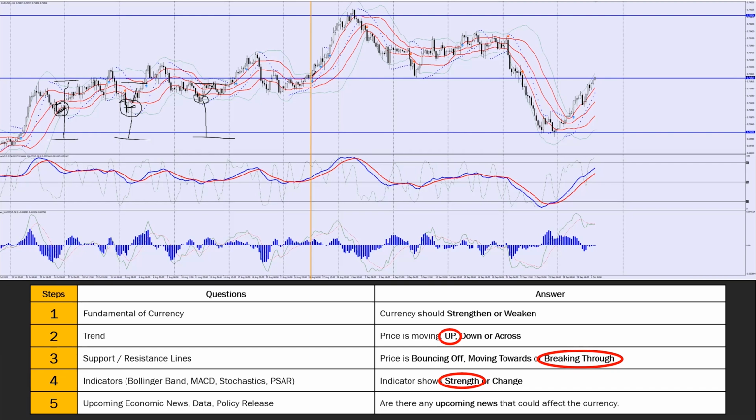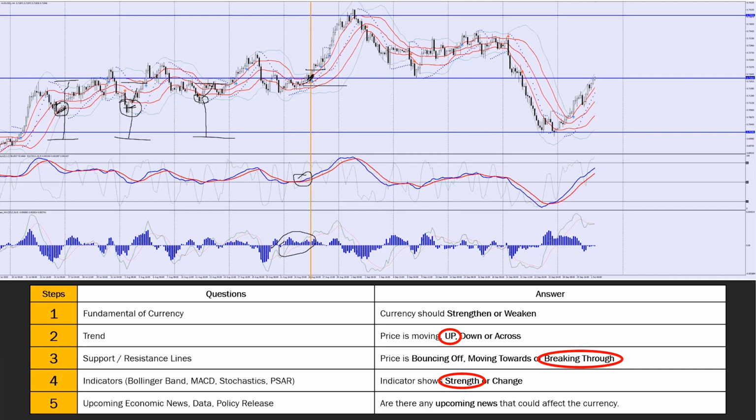Coming back to this example here, currency should be strengthening because we've seen the economics. Trend, price is moving up. Support and resistance, price is breaking through that resistance level. Indicators are showing Bollinger Band is okay, out, you see a triangle here. You see a big triangle here on the MACD. Strength. Again, you would be entering a trade even slightly higher.